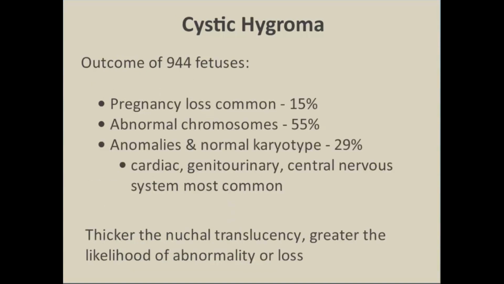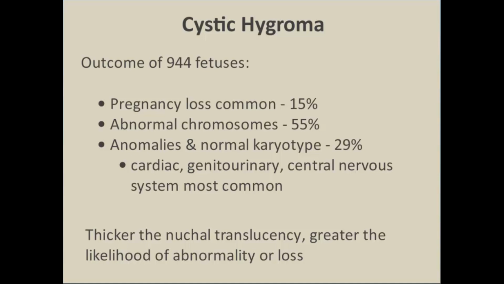We did a study of almost 1,000 fetuses to look at the cystic hygroma, and in our study we found that over half the fetuses proved to have abnormal chromosomes. 15% resulted in pregnancy loss of those that were not terminated, and almost 30% had anomalies even when they had normal chromosomes. So you can see the anomaly rate is quite high and the aneuploidy rate is quite high.